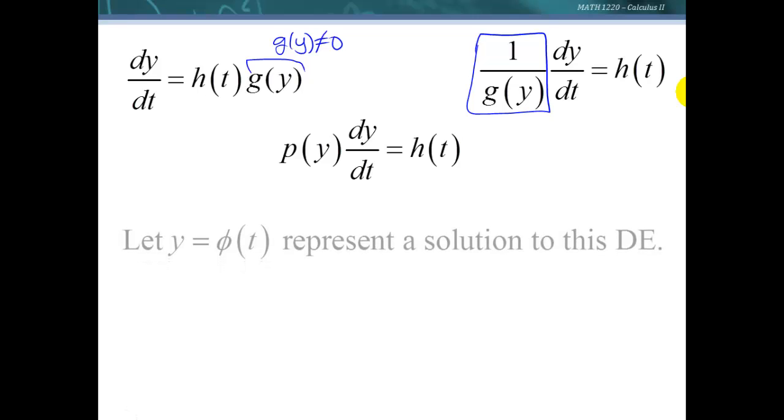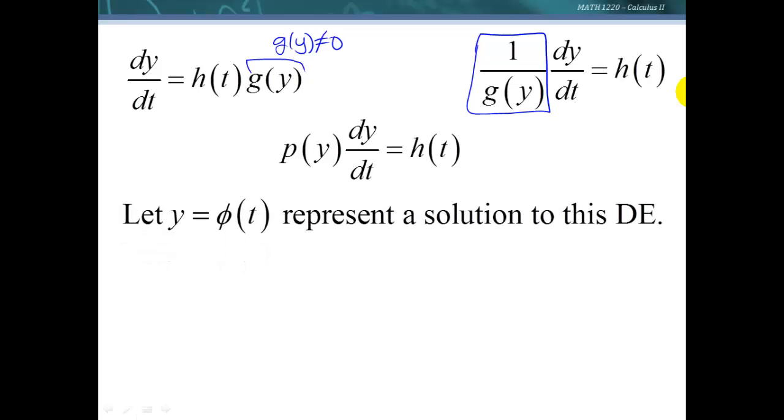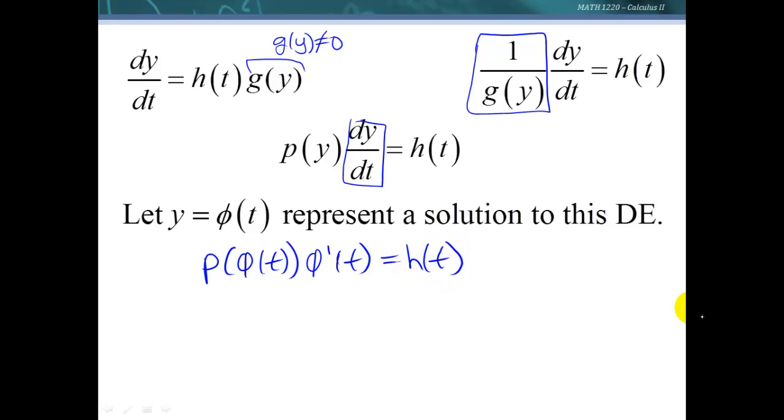And then what we're going to do is let y equal phi of t represent a solution to this differential equation. Well, if it's a solution, I should be able to substitute it in here and I would get a true statement. So let's do that. So we have p of phi of t, and then I need the derivative dy dt, so we're just going to write that as phi prime of t, and that would equal h of t. And we know this is true because it was a solution.